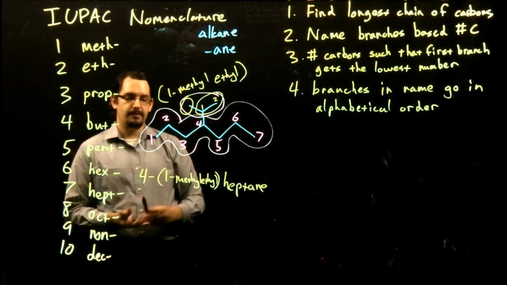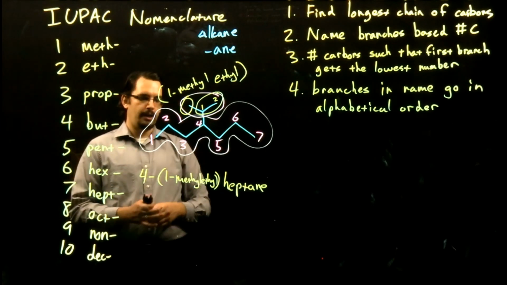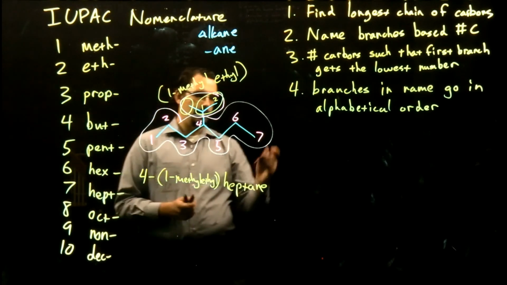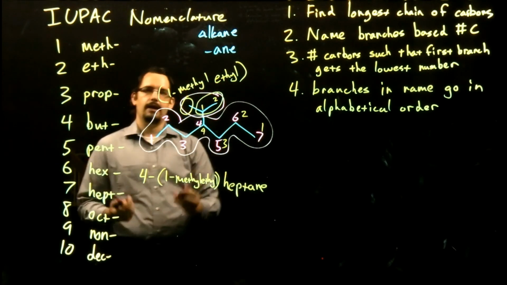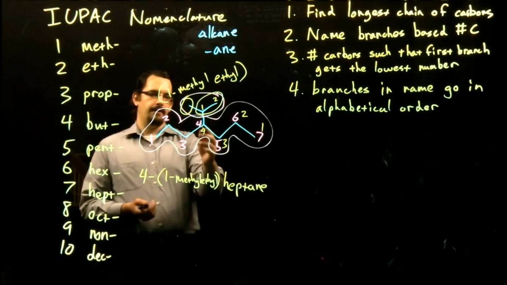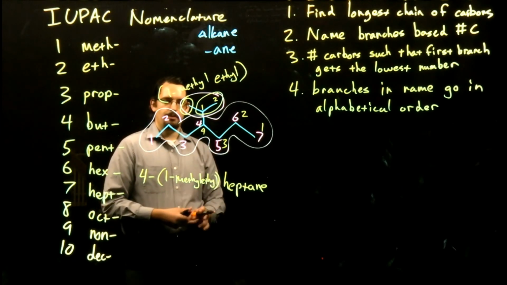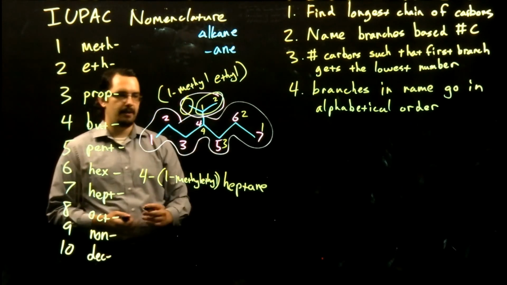Again, of course, I should always make sure that this is the lowest possible number I can get for my branch. So I'll go ahead and just quickly count from the right. And you can see that whether I count from the right or the left, I get the same number 4 for that central branch. So this would be my final name.